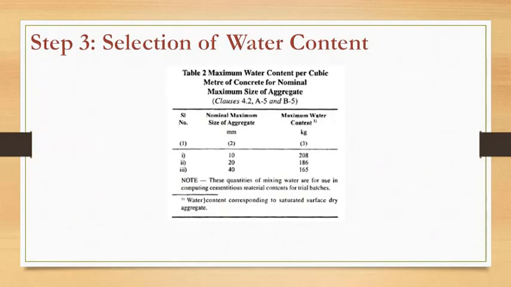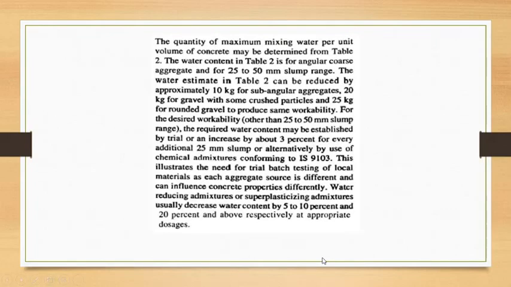Next we come to step 3, that is the selection of water content. So etu ami pam from table 2 of IS 10262-2009. Yate amak for different sizes of aggregate amak maximum water content to diya ase. But to this table, the values that we get from this table, we have to make certain adjustments. And adjustments bilak ami pam from clause 4.2 of IS 10262-2009.